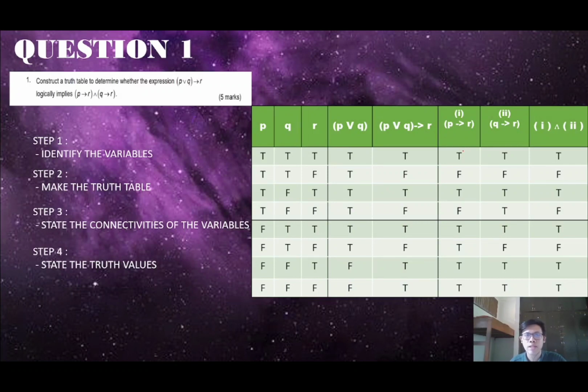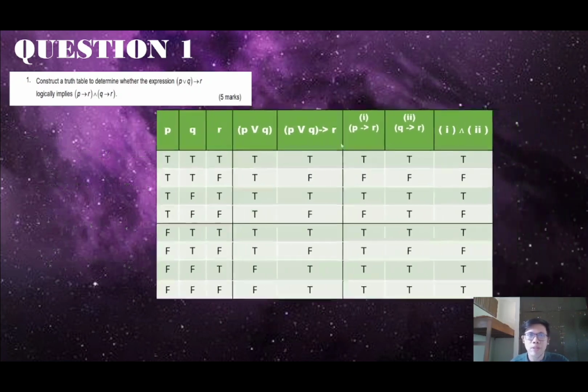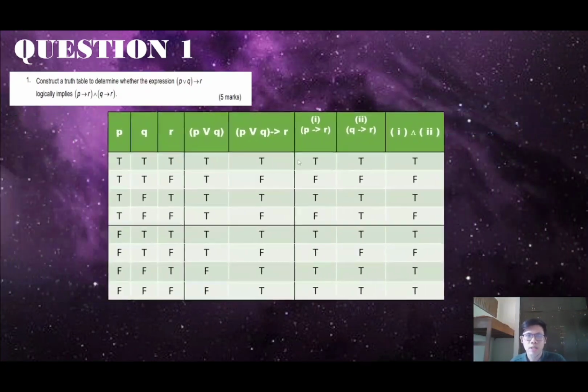So for an 8-box truth table, the pattern would be having 4 true and 4 false. Next, we have 2 true, 2 false, 2 true and 2 false. Next, 1 true, 1 false, 1 true, 1 false. So after doing that, we need to solve for every component of the question.